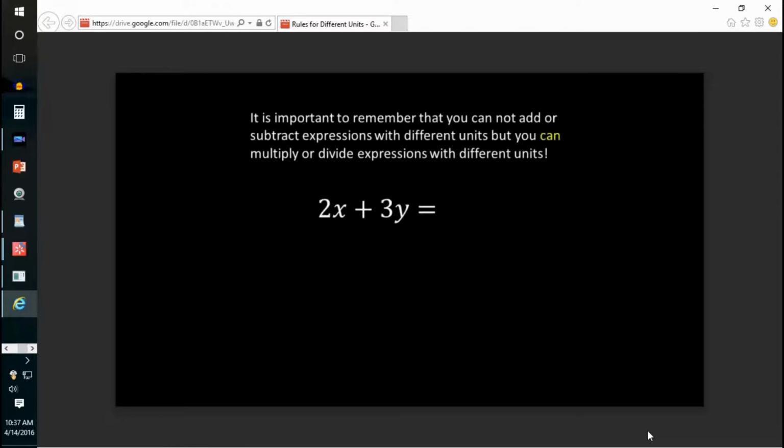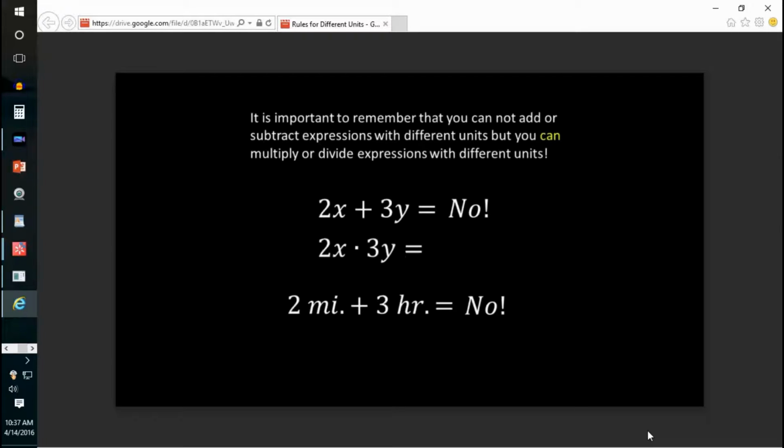In algebra, when we have different variables, 2x and 3y, we cannot add these two terms together to be 5 of anything. They are not like terms. In the same way, when you have different units, say miles and hours, and you have 2 miles plus 3 hours, you cannot add those two expressions together to be 5 of anything.